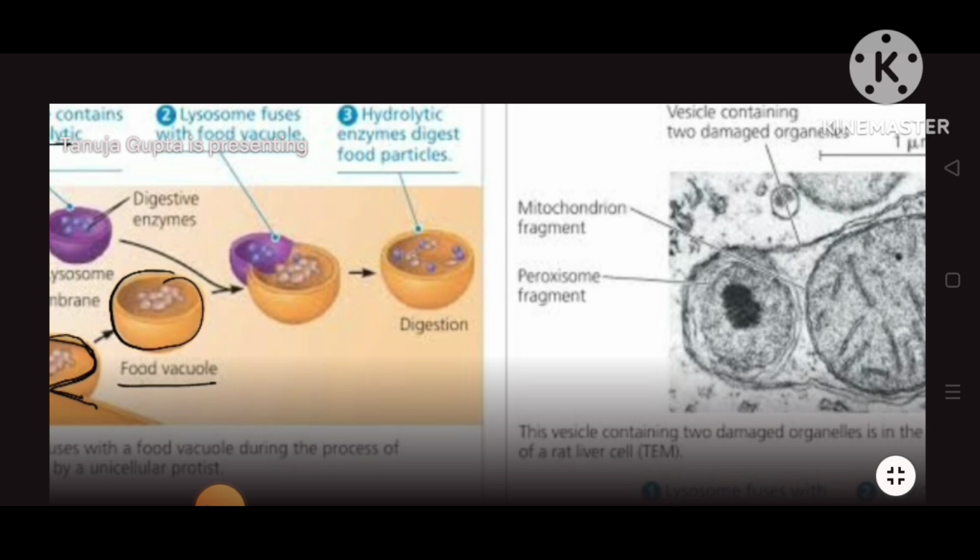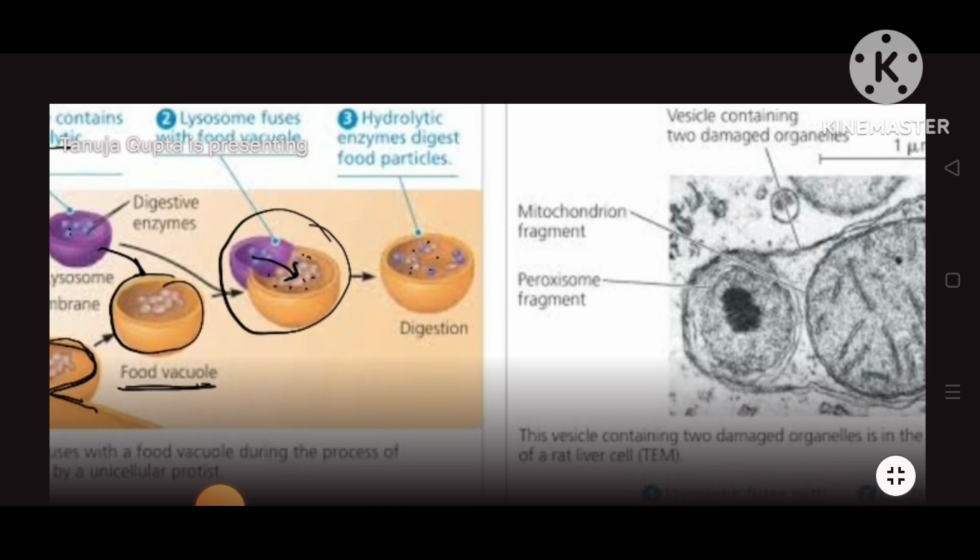Ultimately a vacuole is formed which is called food vacuole. This is the lysosome. It comes to this food vacuole, merges with it and ultimately releases its hydrolytic enzymes in this food vacuole, ultimately digesting the whole food, and this is how digestion takes place. Got it?